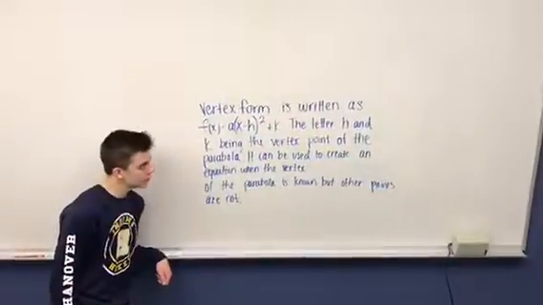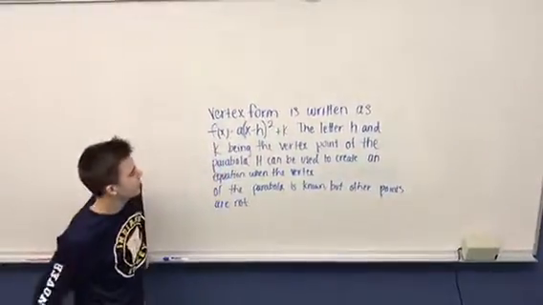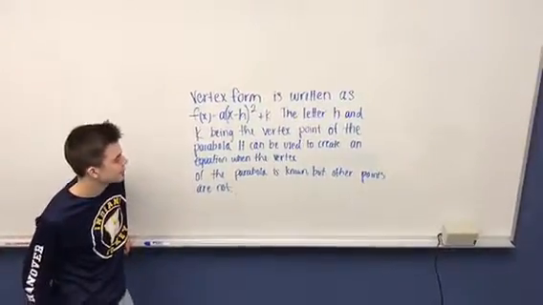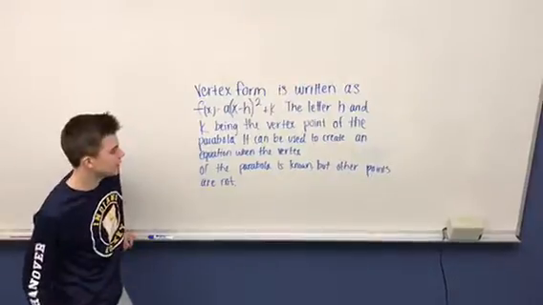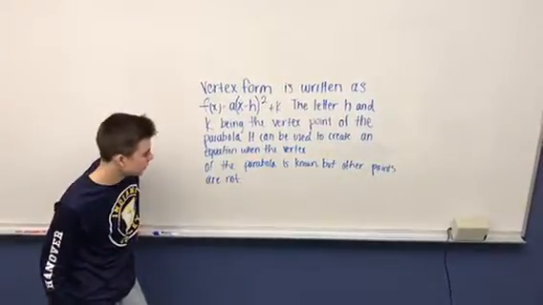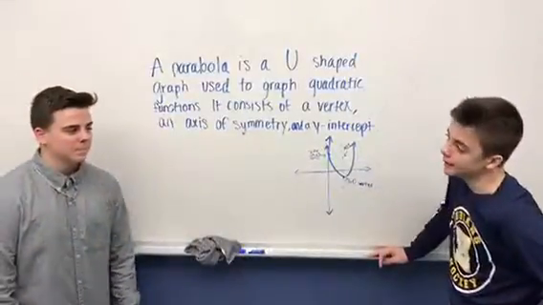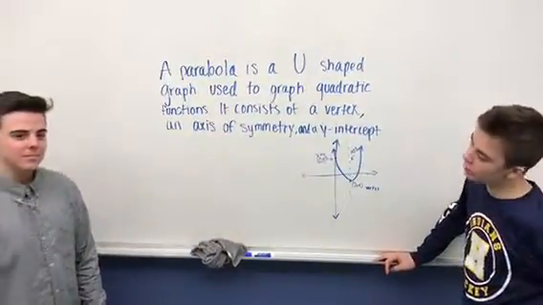Today we're going to be learning how to graph parabolas using vertex form, featuring Jason Bishop, Sarissa Fazio, and Chloe Murphy. Vertex form is written as f of x equals a, in parentheses, x minus h squared plus k. The letters h and k are the vertex point of the parabola. It can be used to create an equation when the vertex of the parabola is known, but other points are not. Hey, J. Bish, what's the definition of a parabola?